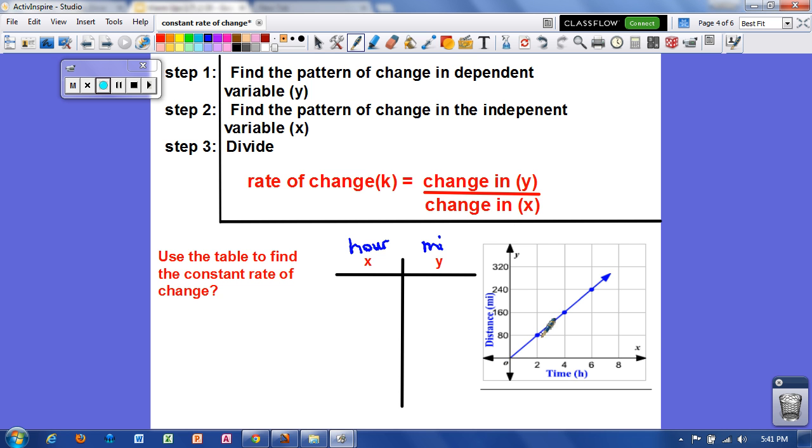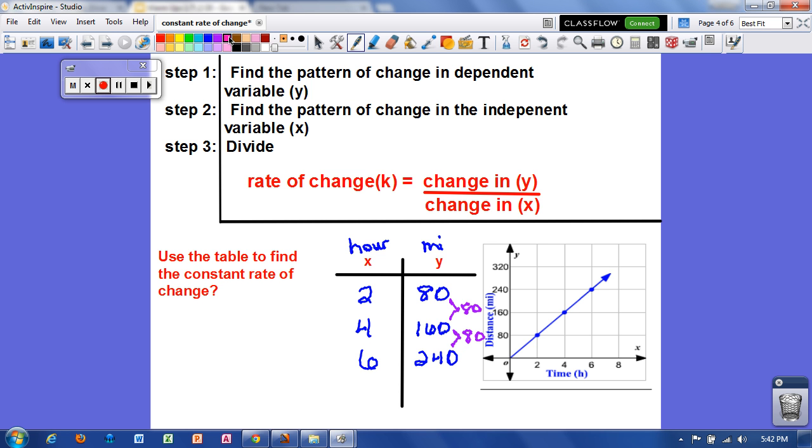So the very first point that we see, we have x at 2, y at 80. So we have 2 and 80. Then we have x at 4 and y at 160. Then we have x at 6 and y at 240. All right, now let's find the change in y. If we are going from 80 to 160, we're going up 80. If we're going from 160 to 240, we are also going up 80.